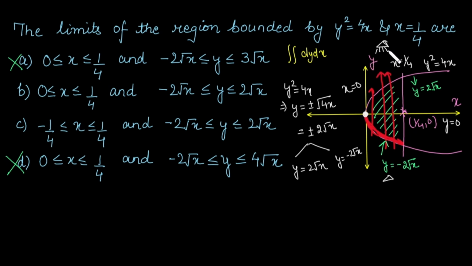Put a light on this region through the torch. Then take a shadow. The shadow is between this point and this point. The minimum value of x is 0, the maximum is 1 by 4. So x lies between 0 and 1 by 4. Hence option B is correct.